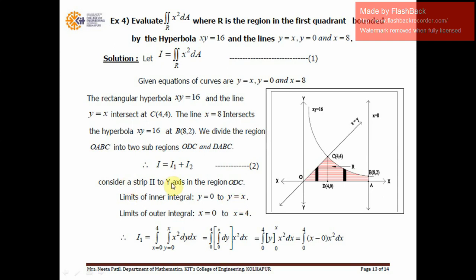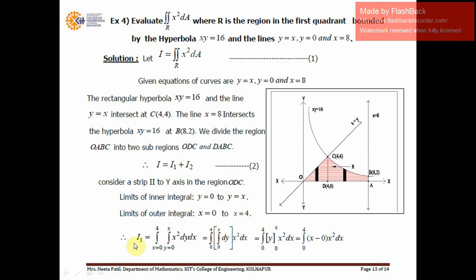As we consider the strip parallel to the y-axis, the limit of the inner integral is for the variable y, so we get the limits of the inner integral: y is equal to 0 to y is equal to x. Now to get the limit of the outer integral, we move this strip from the origin to this point D. When you move this strip along the x-axis from the origin to this point, the value of x varies from x equal to 0 to x equal to 4.